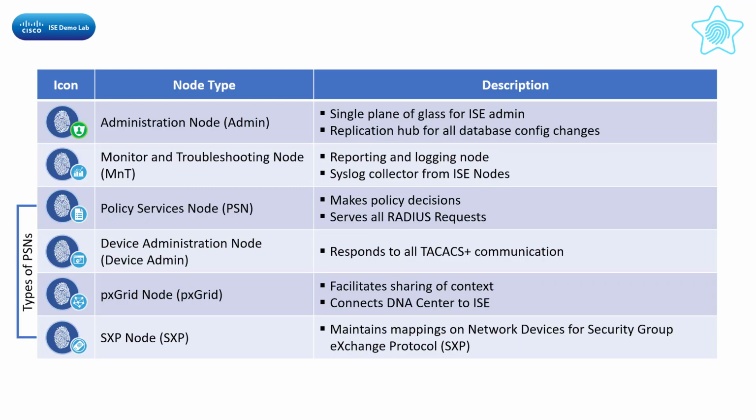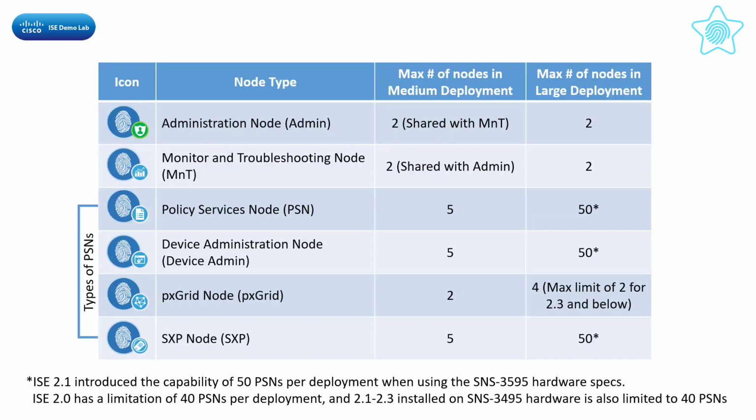Here, you can see a description of all the nodes available in ISE. As you can see, every node other than the admin and monitoring nodes are types of policy service nodes. Admin and monitoring nodes have a scaling limit of 2 each per deployment. The PX Grid subsystem was upgraded in version 2.4 to allow for a maximum of 4 nodes per deployment. Prior to 2.4, the maximum number of PX Grid nodes was 2. All other PSNs are scalable up to a total of 50 PSNs per deployment.